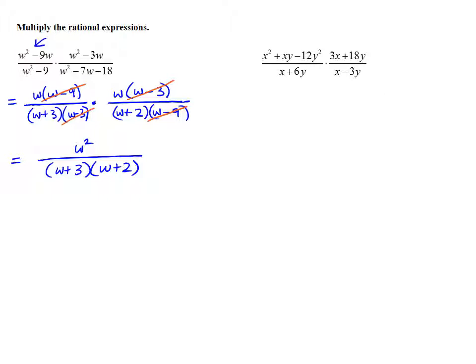Now remember, that only works as long as these factors that I canceled are not equal to 0. Well, w minus 9 is not equal to 0 as long as w is not equal to 9. And w minus 3 is not equal to 0 as long as w is not equal to 3. So these are our restrictions. So the simplification only works as long as w is not equal to 9 and not equal to 3.